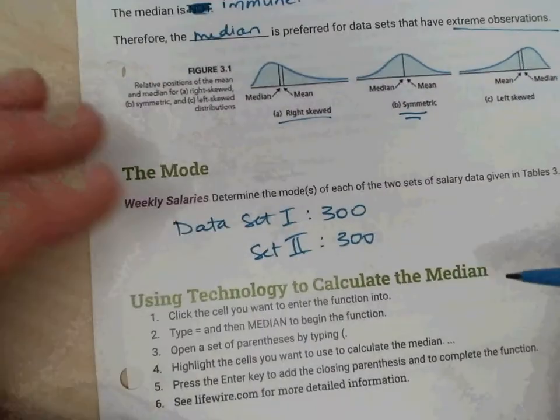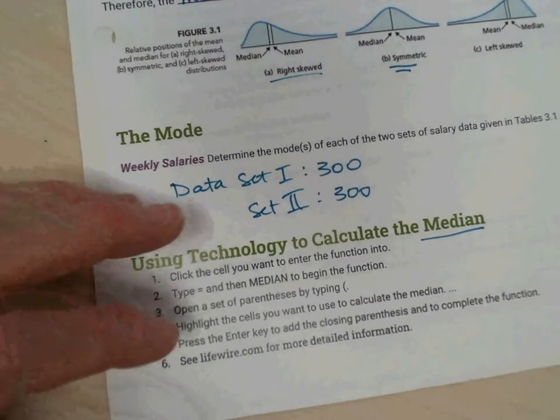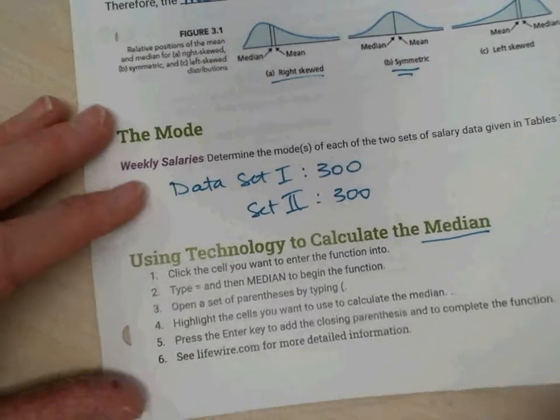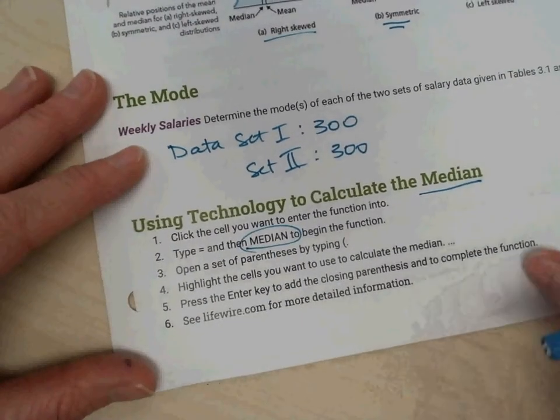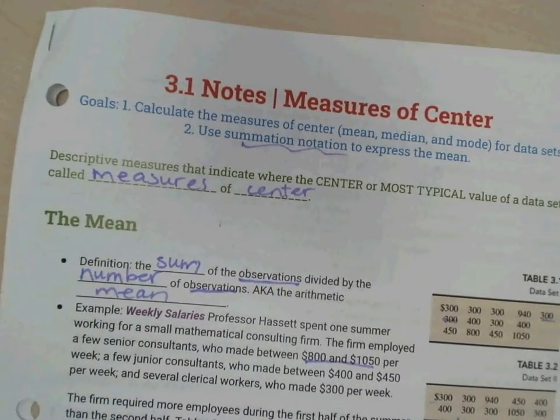There's a video as well about calculating the mean using technology. There is discussion about calculating the median using technology. Again, it's not hard to line them up in order and find the middle. It does just take time. So let's use our shortcut, use our resources, and use that function median, similar to how you use the function average. And that concludes our notes on 3.1, measures of center.